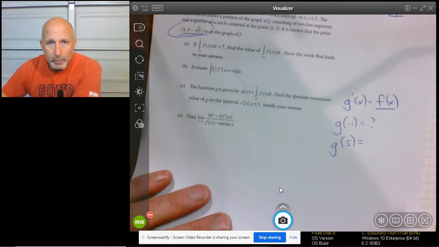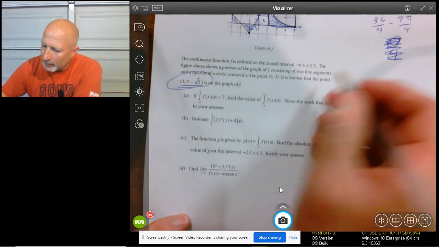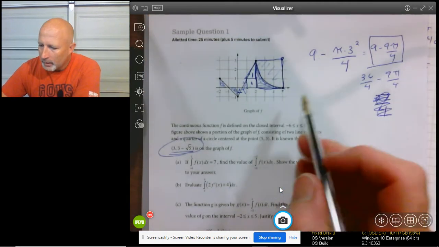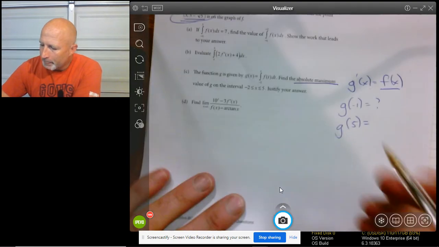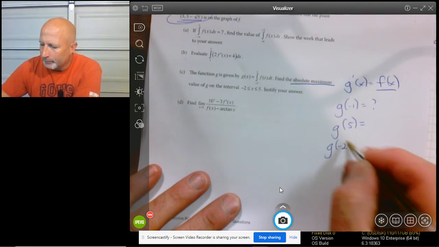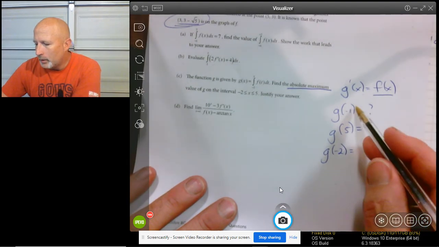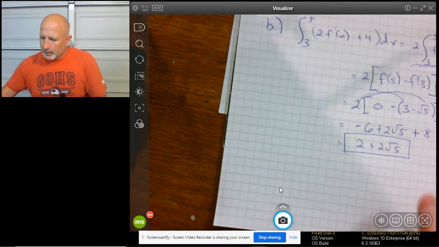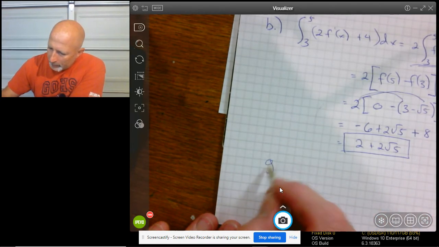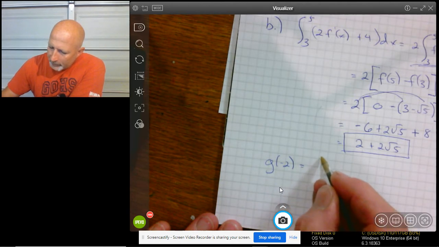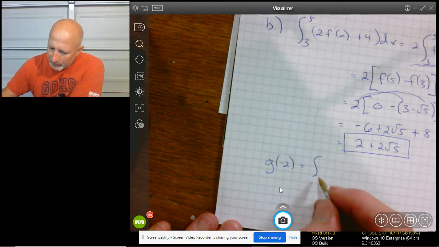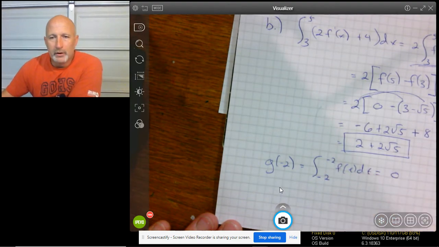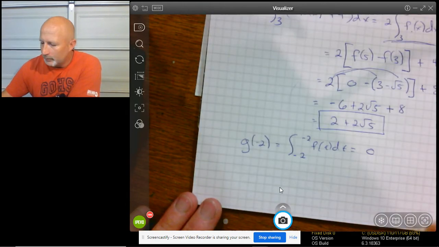Now, there's one more point I need to check, and the key here is that it says absolute maximum. If it's absolute maximum, you have to check the endpoints, so we have to figure out what g of negative 2 is. Okay, so I'm going to go to the other page to write these out. So I have g of negative 2. We'll start there. By the definition it is equal to the integral from negative 2 to negative 2 of f of t dt. Well, you know that's equal to 0. Anytime you integrate from one point to the same point, you get 0.